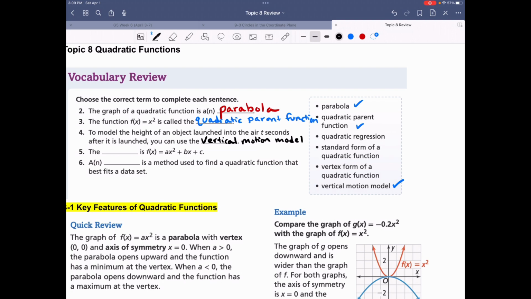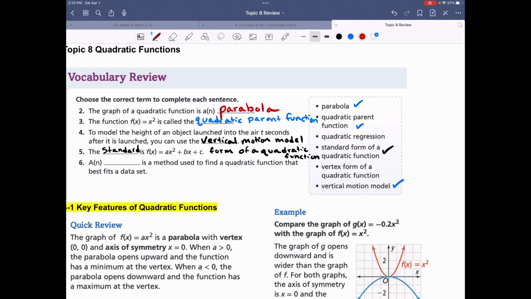The blank is f of x equals ax squared plus bx plus c, and that is the standard form of a quadratic function. And it's good for you to write rather than drawing arrows because it'll help it stick in your mind better.